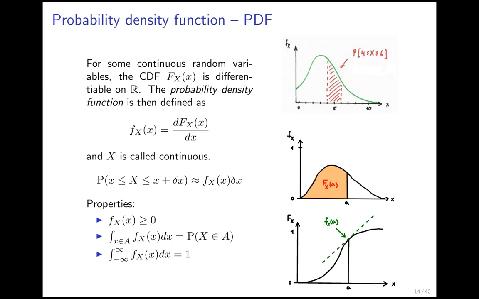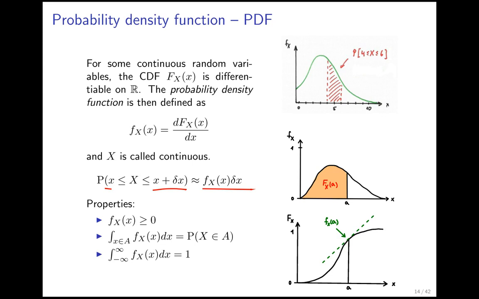But the correspondence to probabilities is as follows. If you consider a small area around a value x, namely the interval from x to x plus delta x, where delta x is a small number, then the probability of the random variable X being in this area is roughly the density value times the width of this interval. So the area under the curve, under the density, that's what corresponds to probabilities.